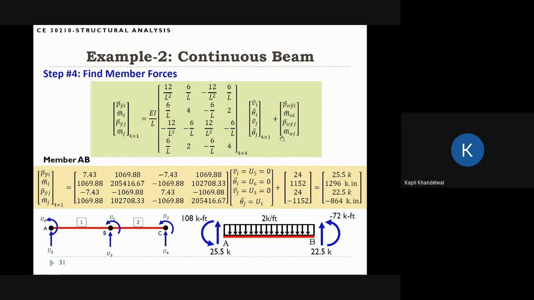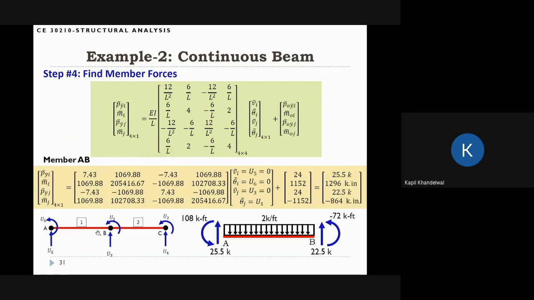So actually, we have already done the calculation for the fixed end forces, and we already have the stiffness matrix. So for each element, we just have to do this algebra here to find the member forces. And member forces in this case means calculating these four numbers, Pyi, Mi, Pyj, Mj. Okay, so for member AB, we take the stiffness matrix and multiply by the displacements here.